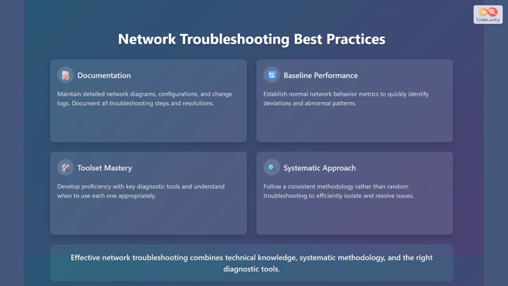Finally, let's look at some network troubleshooting best practices. Documentation: maintain detailed network diagrams, configurations, and change logs. Also, document all troubleshooting steps and resolutions. Next, baseline performance: Establish normal network behavior metrics to quickly identify deviations and abnormal patterns.